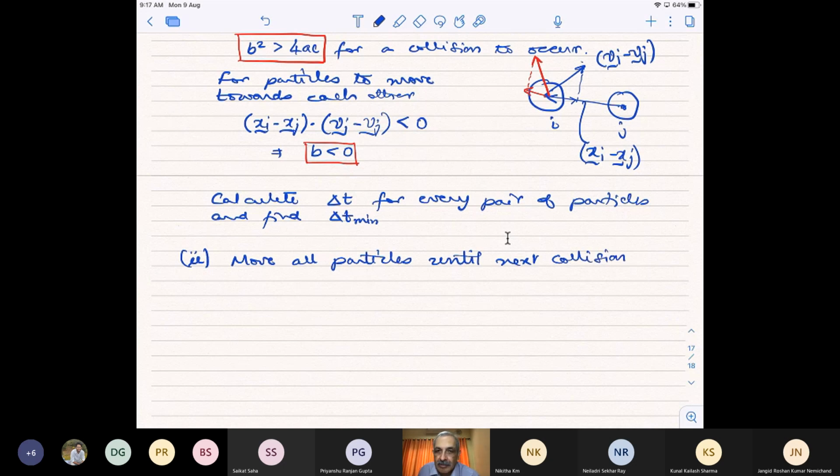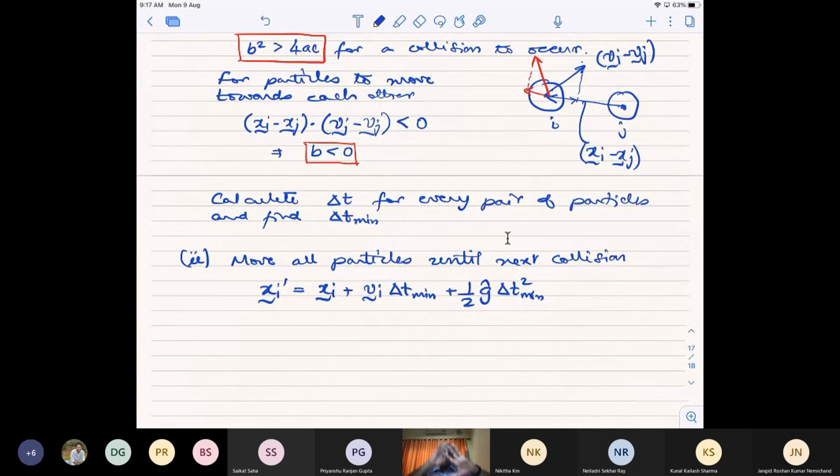So then you just put the new positions of the particles: xi prime is equal to xi plus vi delta t min plus half g hat delta t min squared.